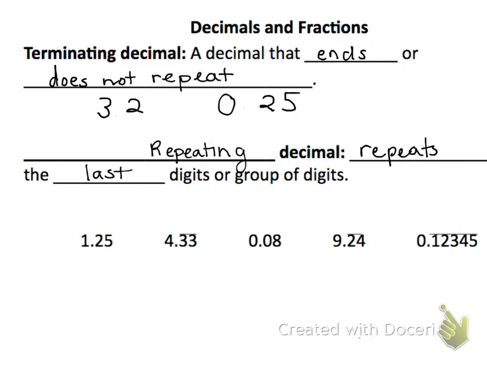Examples will be like 1.3 with a line on top, and that means that that 3 goes on to infinity or goes on forever.